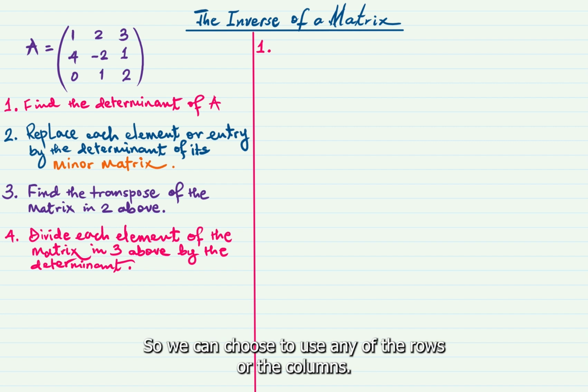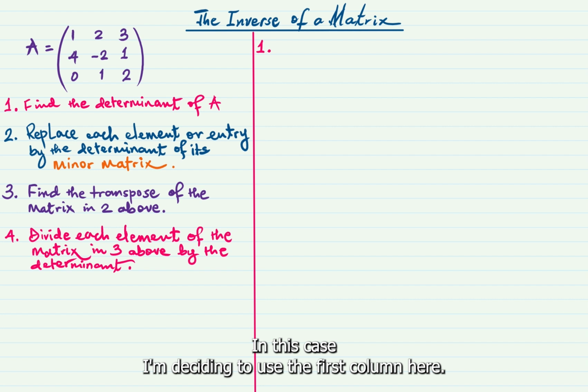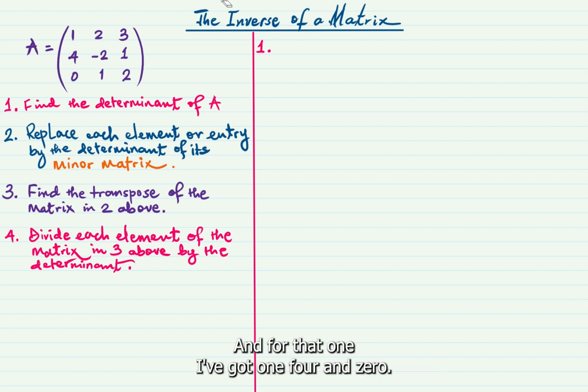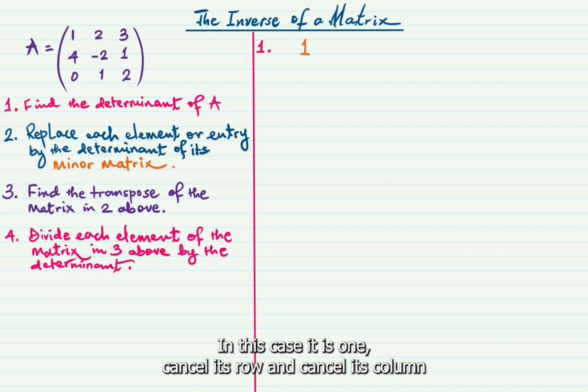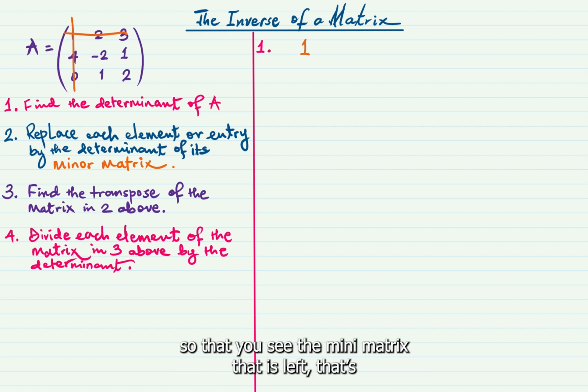So we can choose to use any of the rows or the columns. In this case, I'm deciding to use the first column here. And for that one, I've got 1, 4, and 0. So what you generally do is you pick the first element. In this case, it is 1. Cancel its row and cancel its column so that you see the mini matrix that is left.